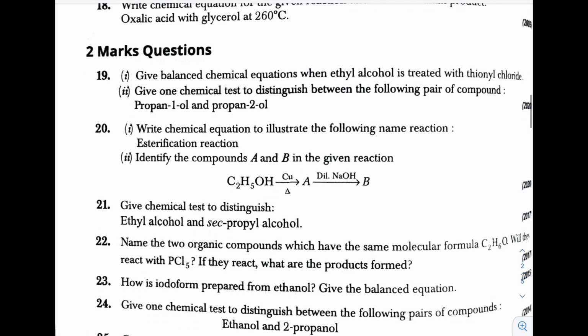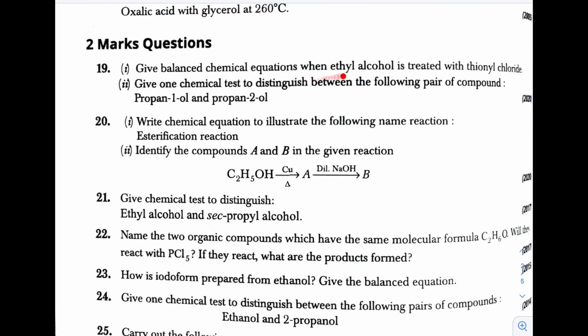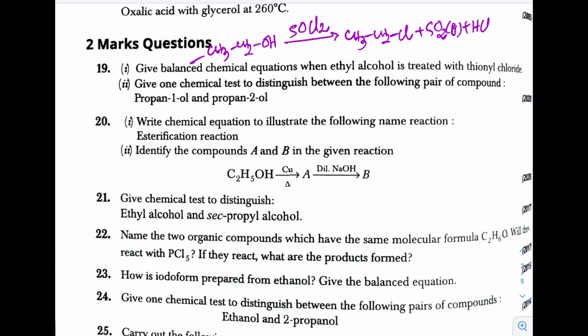Next, give balanced chemical equations when ethyl alcohol is treated with thionyl chloride. CH3CH2OH, when it reacts with SOCl2, forms CH3CH2Cl plus SO2 gaseous plus HCl gaseous. This is the balanced equation. Done.